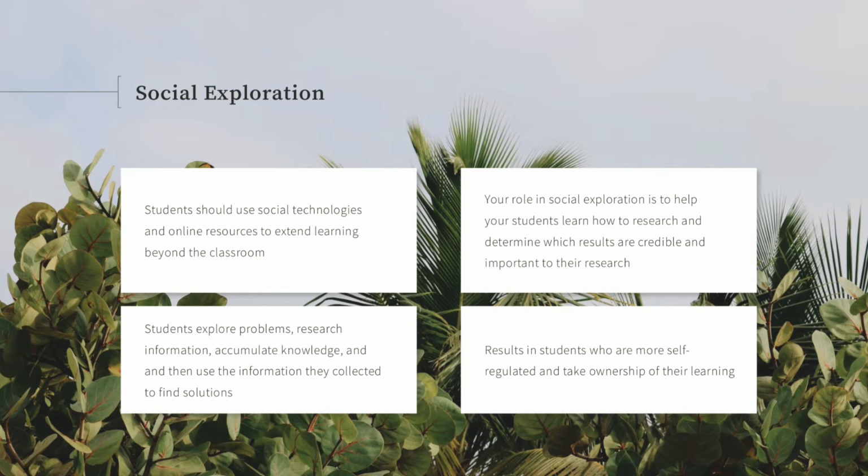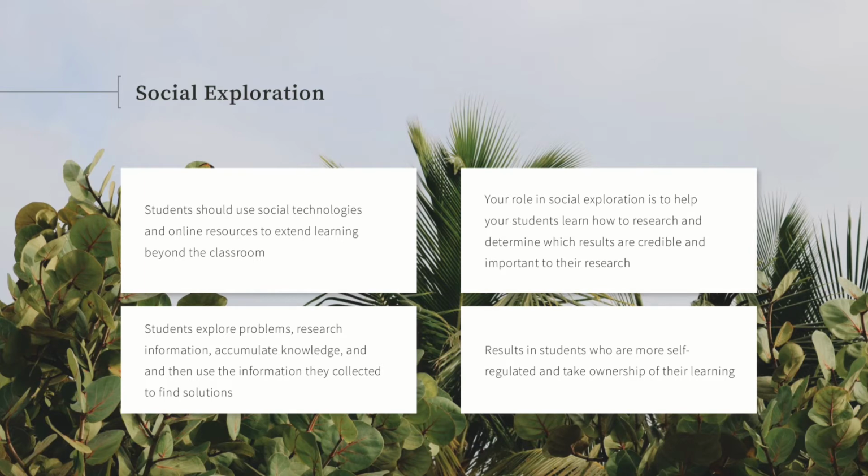Social exploration, when integrated into middle school math classrooms, results in students who are more self-regulated and take ownership of their learning. Learning should not be confined to the classroom walls in social exploration. Students should use social technologies and online resources such as discussion forums, social media, and public repositories to extend learning beyond the classroom. Although the goal of social exploration is autonomous learning, where your students use research to gain knowledge that they will assimilate to create new knowledge, you still have a very important role to play.